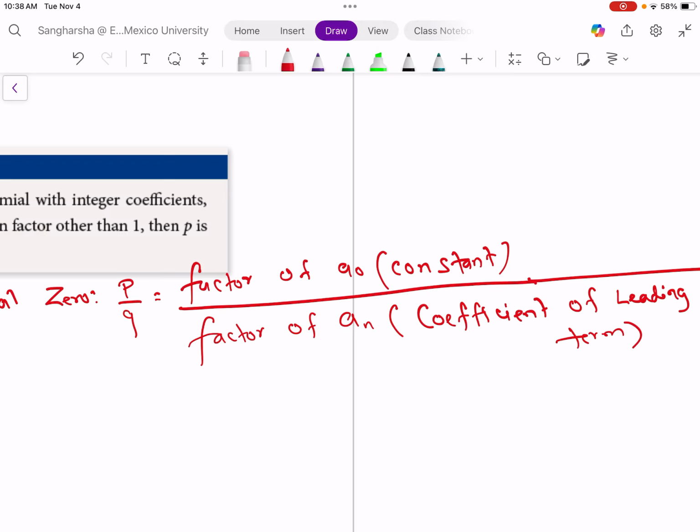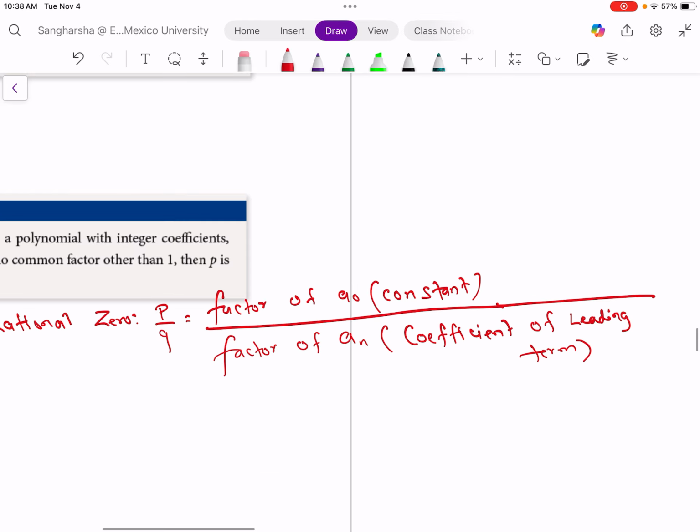Our target is finding a real zero for a function. Our target is finding the x-intercept. Our target is factorizing the polynomial. For that we need a rational zero. Our rational zero is p over q. So how do we find p? p is every factor of the constant term of that polynomial. q is a factor of the coefficient of the leading term. We take p and q to find our rational zero. So let's go ahead and take an example here.